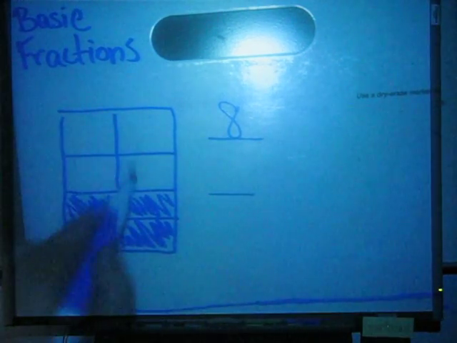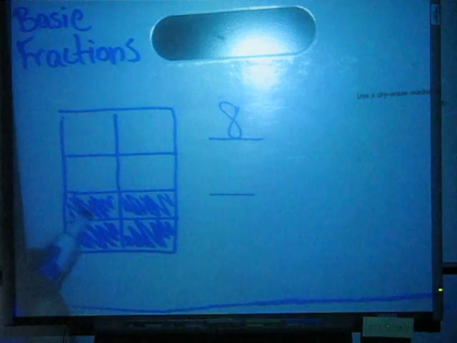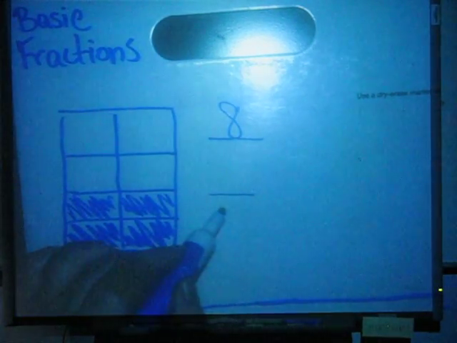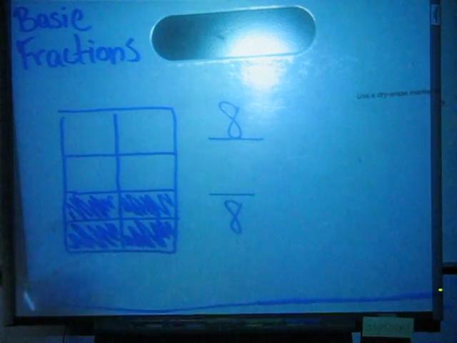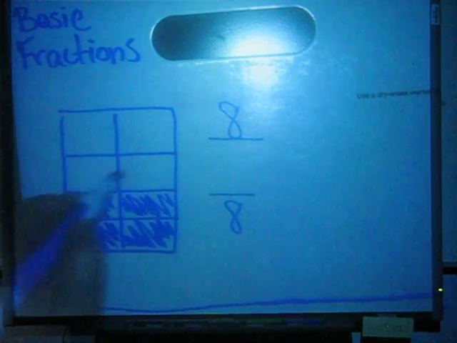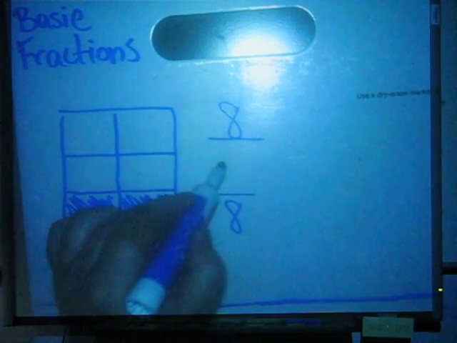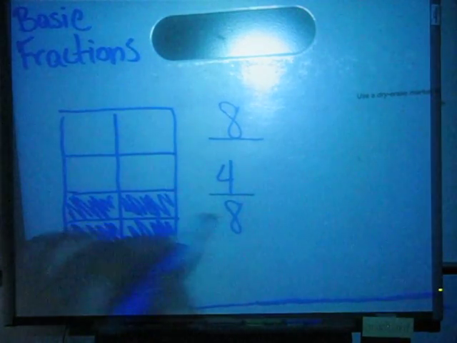That's something you might see a lot. They'll flip it. Sometimes they'll ask you for the shaded part. Sometimes they'll ask you for the part that is not shaded. So my denominator, again, how many parts are there all together? 8. How many parts are left is my numerator. How many pieces are left? 4. So 4/8 of the candy bar is left.